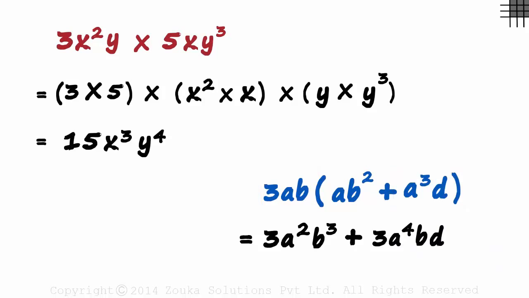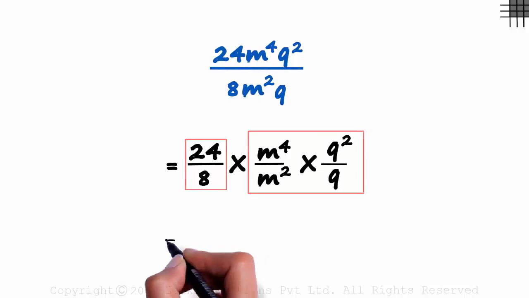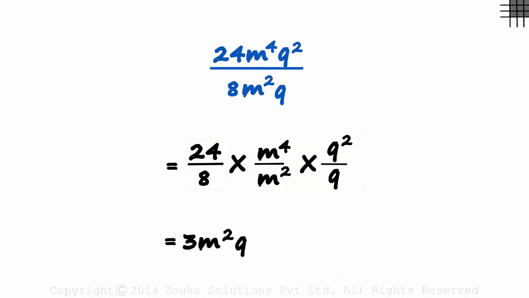Division of terms is also as simple as their multiplication. In this example, we are dividing a monomial by another one. Just like what we did in multiplication, we group constants together and same variables together. This is how grouping like terms would look. Constants and same variables. We get the quotient as 3m squared q.